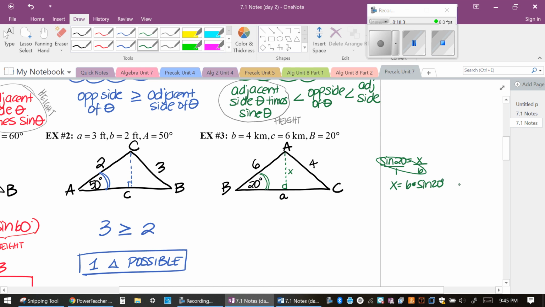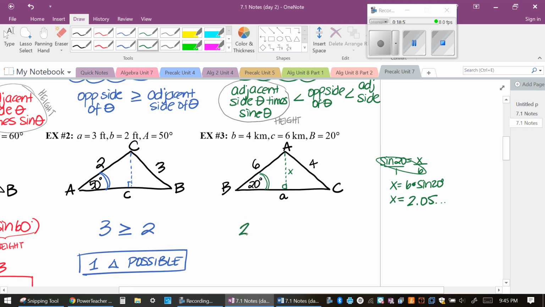Multiplication is the little degree sign. We're going to need the height, so go ahead and put that in your calculator. 6 times sine of 20. Okay, I've got 2.05-ish.